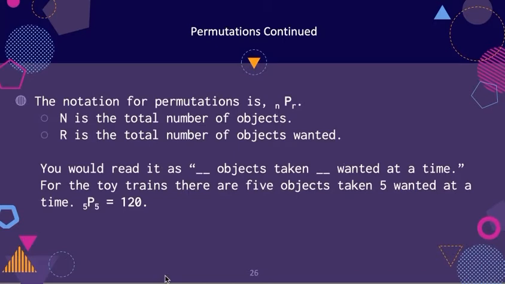The notation for permutations is nPr. n is the total number of objects, and r is the total number of objects wanted. You would read it as n objects taken r wanted at a time. For example, with 5 objects taken 5 wanted at a time, it's 5P5, which is equal to 120.